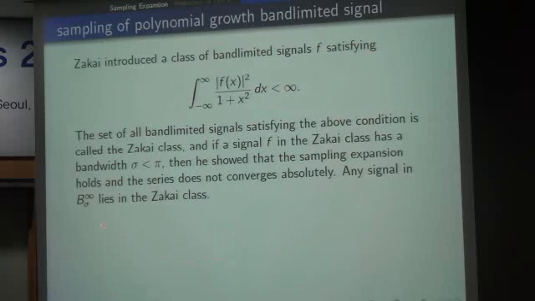So this space lies in the Jakai class. Since this is the Jakai class, if a signal is in here, then this is bounded, so this integral is finite. So it's in the Jakai class.